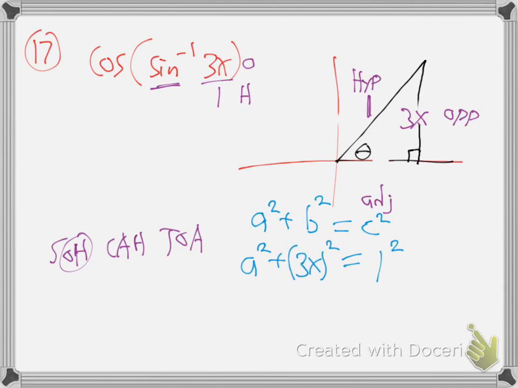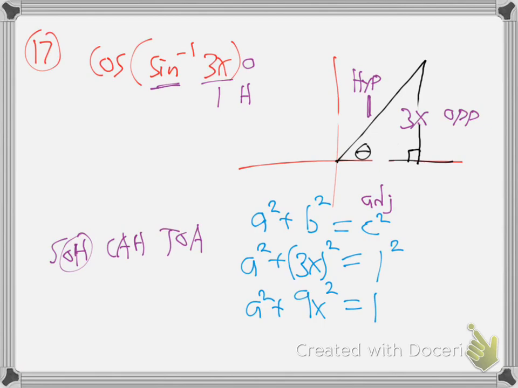Do you know why I put parentheses around the whole 3x? Because you're multiplying the whole thing, not just the x. Well said. It's the whole b squared. So it'll be 9x squared, and this is just 1. And we're trying to solve for a. Am I going too quick?